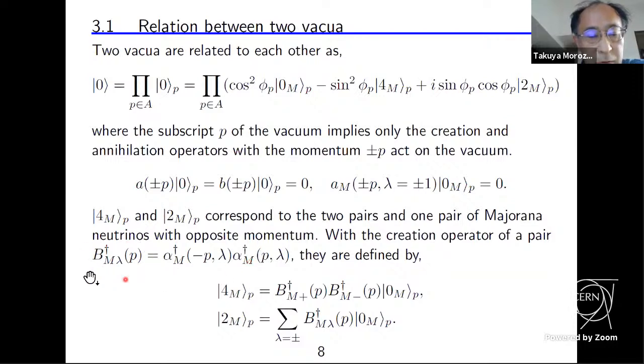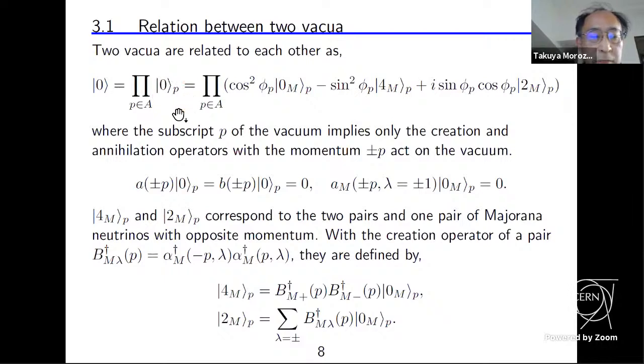So this operator, called B dagger, creates two Majorana particles with opposite momentum. Because we have two helicities, plus minus, maximally we can create two pairs of Majorana particles, consistent with the Pauli principle. And the 2M state is just one pair, a superposition of one pair of Majorana particles.